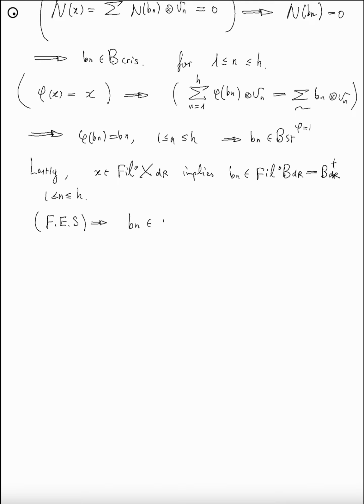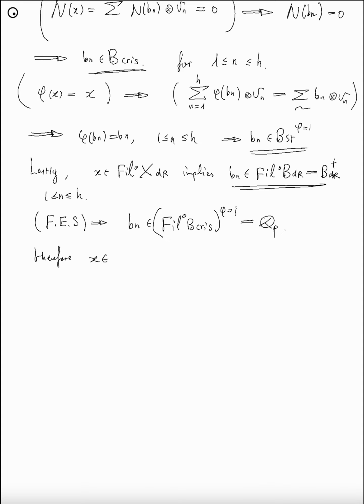Yeah, because you're satisfying both conditions. In particular, you are in Fil^0 of B_crys, because B_crys intersection Fil^0 B_dR is the filtration, B_crys and Frobenius equals 1, and this is Q_p. Nice. Therefore, X lies in Q_p tensor.